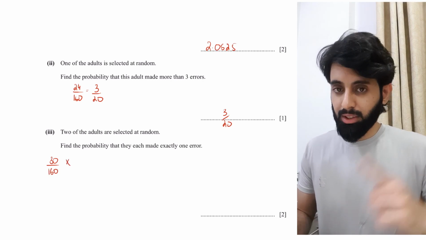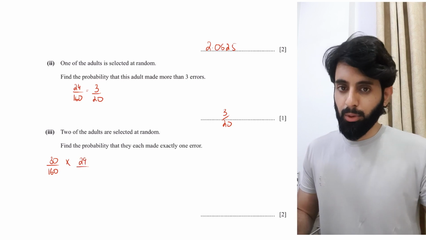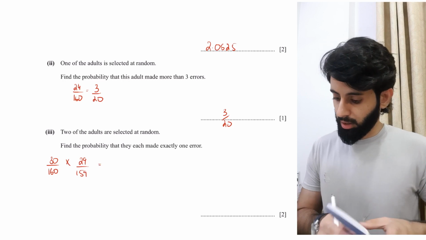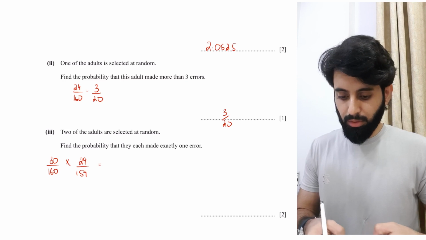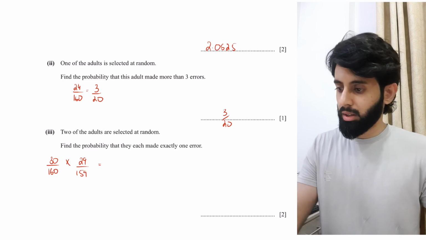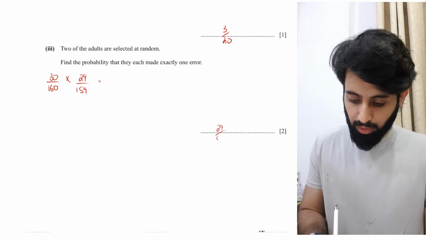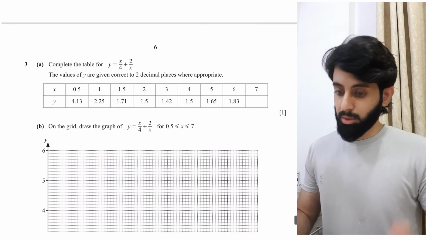Then for the second time, since you've already selected one, you're going to have 29 as your favorable outcome and 159 as your total outcome. So 30 divided by 160 times 29 divided by 159. That gives me 29 over 848, which is the correct answer. 29 over 848. All right, so that's that. So far we've just done 2 questions.